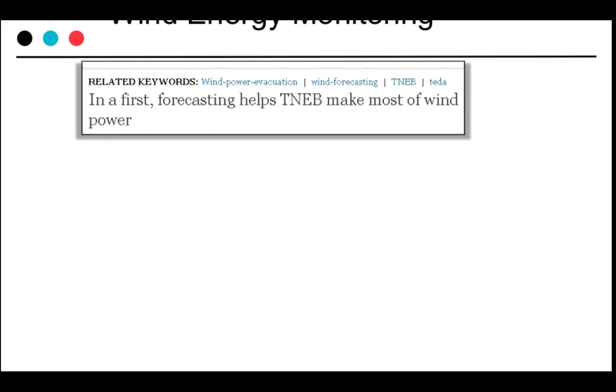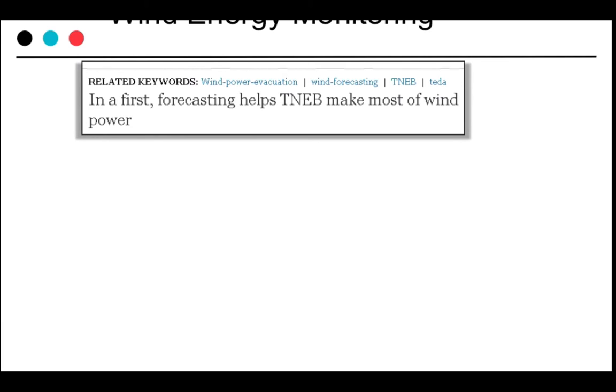Okay, there was another news about a month ago, a first: forecasting helps TNEB make the most of wind power. This problem was another interesting one. The wind energy in Tamil Nadu, which is one of the top two states for wind energy, they could not predict the production of wind energy in a consistent manner. They know there is going to be wind, maybe next week, maybe the week after that, but they couldn't know what it is going to be 15 minutes from now. Because of this, they couldn't sell the wind energy to the Tamil Nadu Electricity Board. And because of this, they were relying on coal energy, which is obviously environmentally very, very bad.